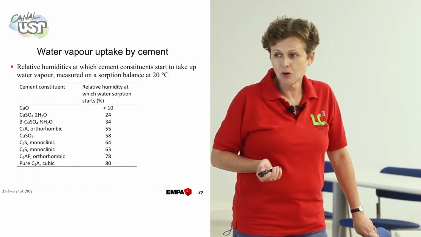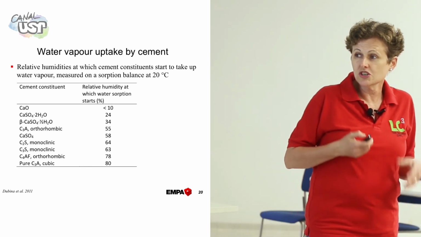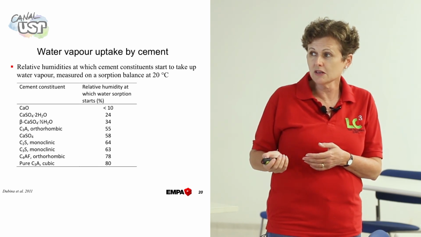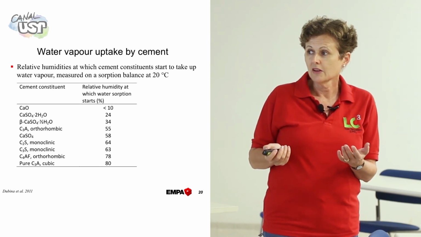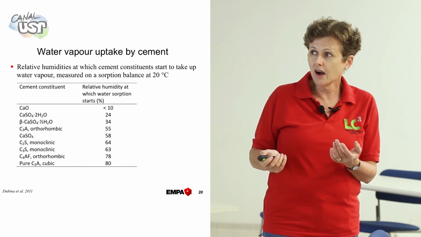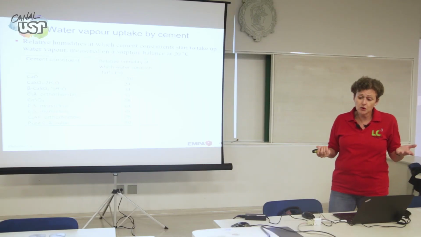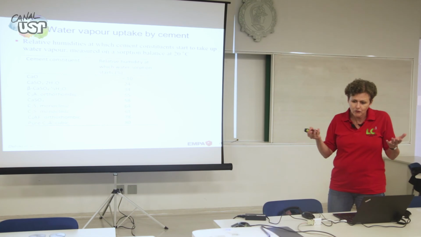So here we have some results that were done in a NanoCem project in 2011, which studied very carefully the different phases we have in cement and at what relative humidity they would start to absorb water. So here you see the kind of hierarchy. Something like free lime will absorb water. You can be in the desert and it will absorb water just about. It will absorb water at less than 10% relative humidity. And this is another problem in terms of building materials, because if you're buying lime for various purposes, this aging is even worse than cement.